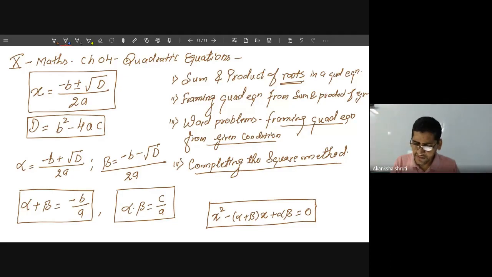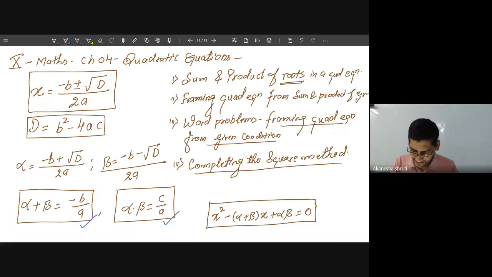What is the sum of roots and product of roots of a given quadratic equation without actual calculation of the roots? That we will see. Sum of roots is given by minus b by a and product of roots is given by c by a. Exactly the same as that of the quadratic polynomial.